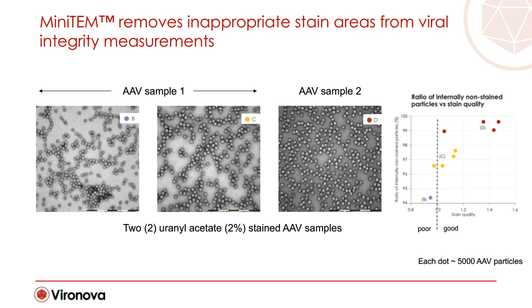Three images acquired with MiniTEM show representative grid areas with different stain quality of AAV samples. On the left, B, we see a grid area with poor stain quality where the stain has been dried out. A dried area is whiter compared to the other areas, and the particles lack the typical stain halo that is observable during optimal staining conditions.